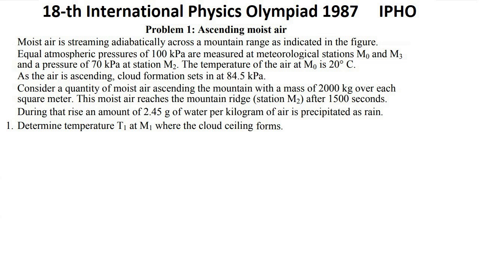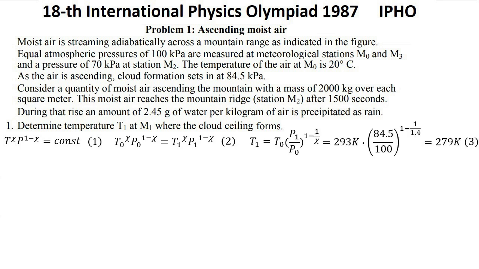Question 1. Determine temperature T1 at M1 where the cloud ceiling forms. Solution to question 1. Since the air moves adiabatically up the slope, we can apply Formula 1, the adiabatic dependence of temperature and pressure, which is converted to dependence 2 at points M0 and M1. The final answer is obtained from Formula 3. The temperature at point 1 of the cloud formation region is 279 Kelvin. This was the solution to question 1.